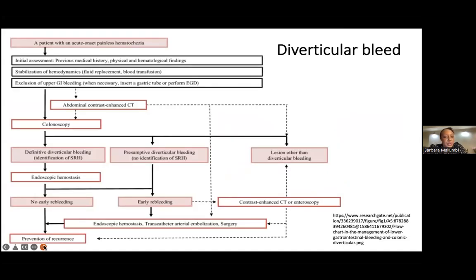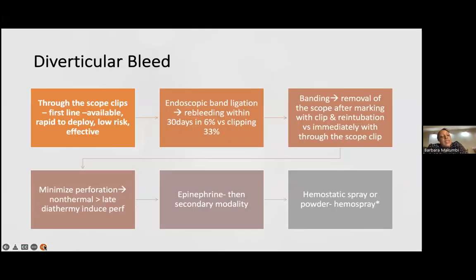This is just an overview of what we've already spoken about with regard to diverticular disease itself, but I'm going to skip over that since it's a topic next week. And these are all the interventions that you can use for diverticular disease. First line being through the scope clips.